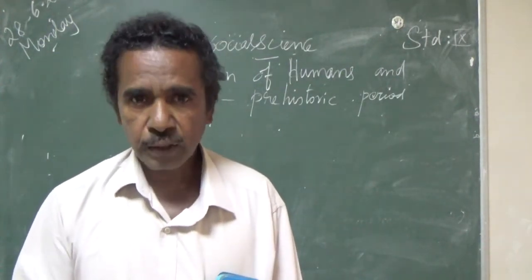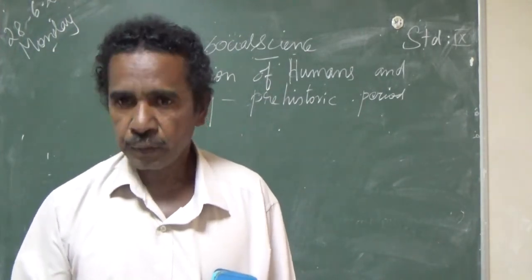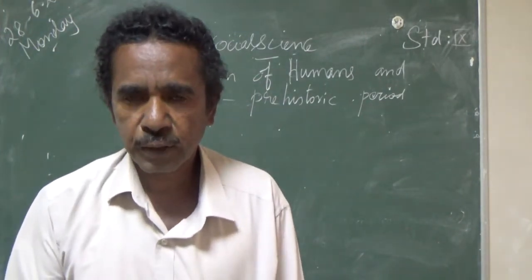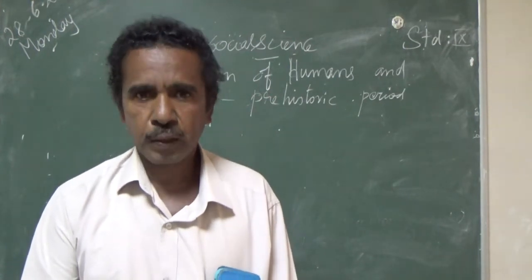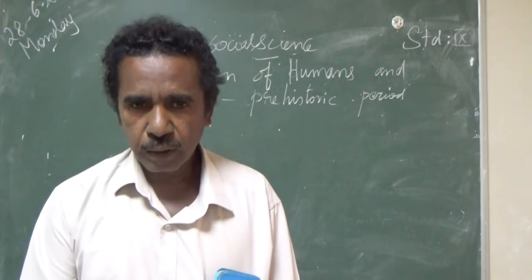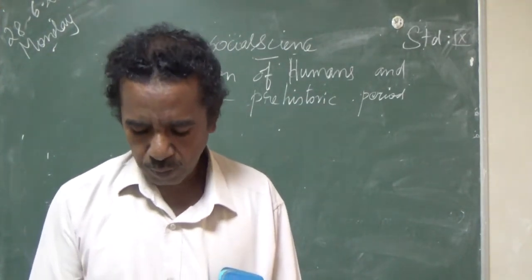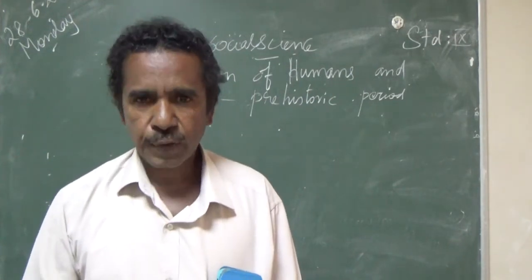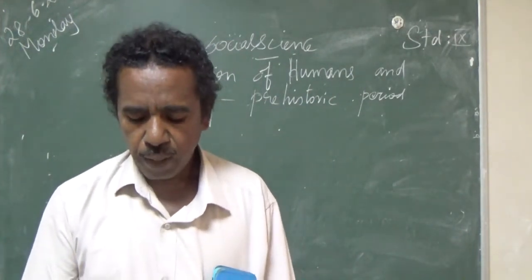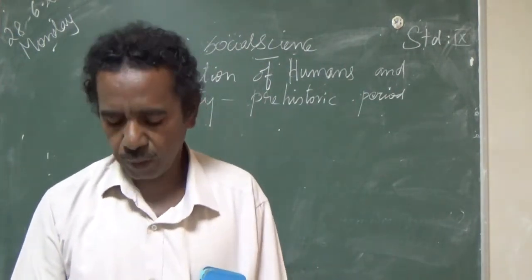I'm starting the lesson from the history part. The first part, there are 4 parts in social science. This first part is history part, second part is geography, then third part is civics, and fourth part is economics. Today I start the first lesson from the history part, that is evolution of humans and society, prehistoric period.